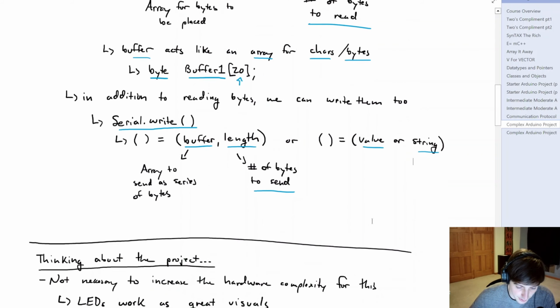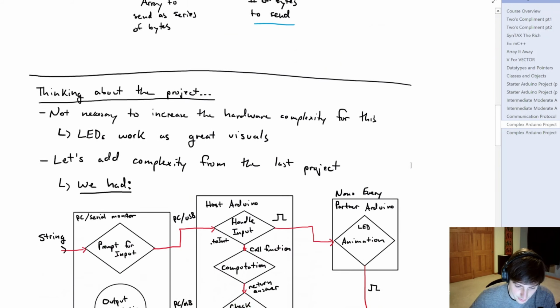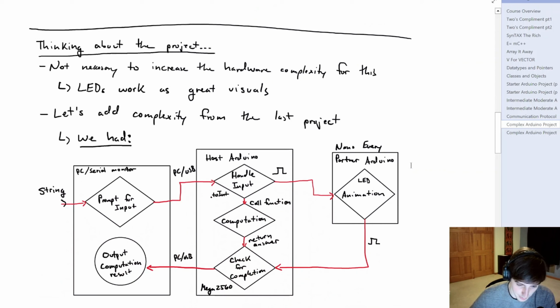So now if we start to think about the project, because we are adding on to the last project, we can hold that open. It's probably not necessary to increase the hardware complexity, so we can just have a few Arduinos and then some LEDs. So now if we think about the intermediate project, it's time to add some complexity.